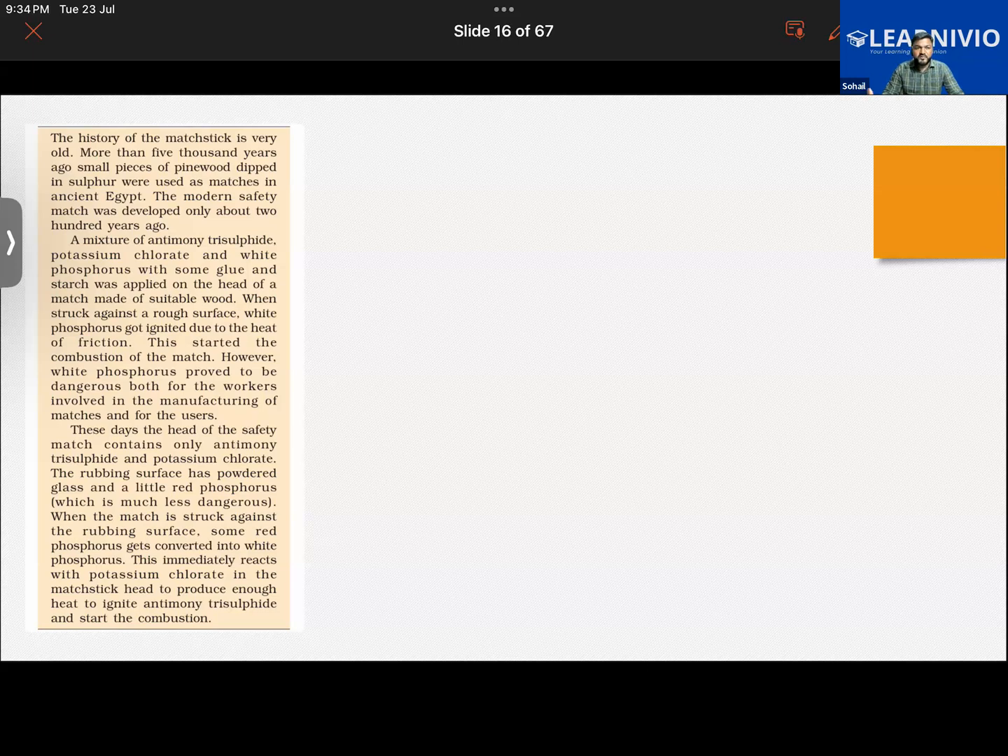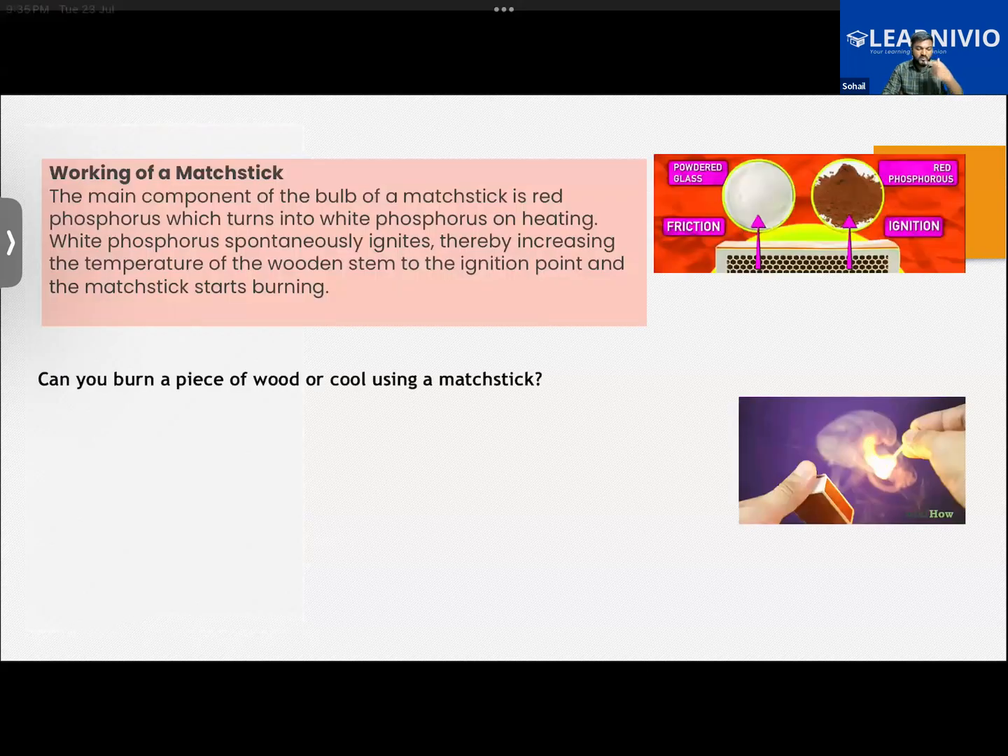Okay. Vaika, you were also absent in the previous class. Aisha was the only one present, and there we learned about the history of the matchstick, what types of chemicals were earlier used in a matchstick, what types of chemicals are used nowadays, and the principle of working of this matchstick.